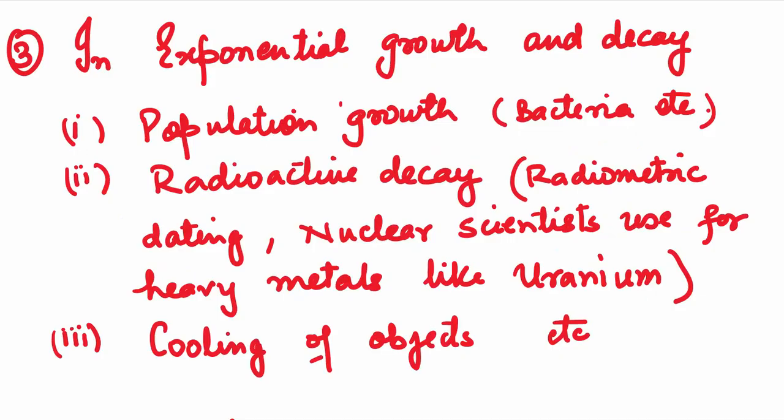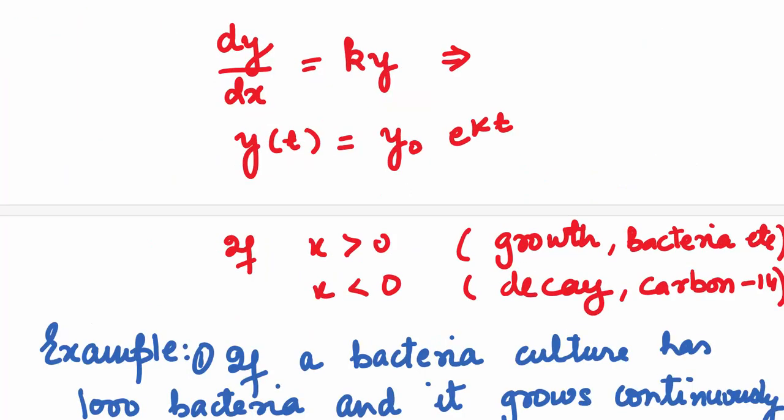E is also used in exponential growth and decay like population growth, bacteria growth, etc., radioactive decay, radiometric dating, which nuclear scientists use for heavy metals like uranium, for cooling of objects, etc. The formula which we use here is dy/dx = k times y, and if we integrate, we get y(t) = y0 times e^(kt). If k is positive, we get growth, for example, of bacteria, etc. If k is less than 0, we get decay, for example, in carbon 14.